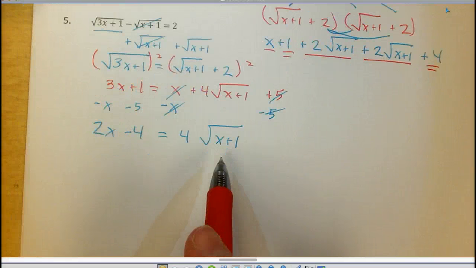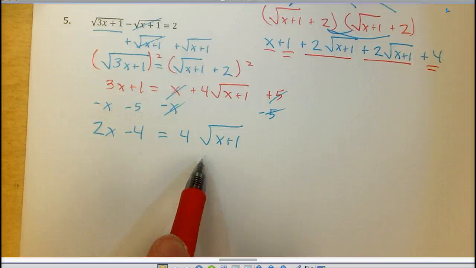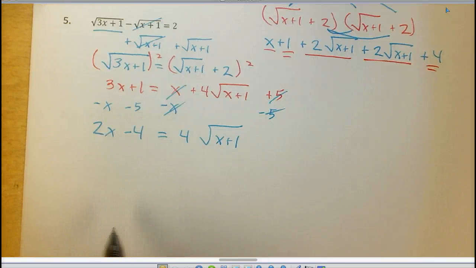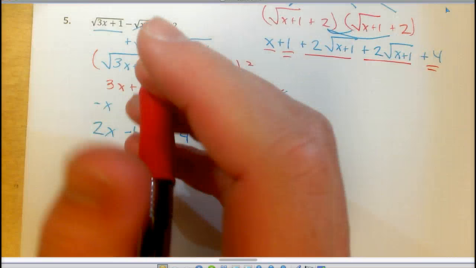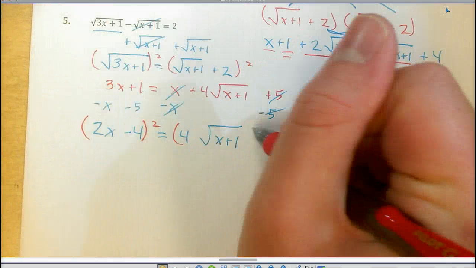Again, you could divide both sides by 4. I'm not going to for this one simply because if I divide 2 by 4, I get my fraction of 1/2, and I don't like dealing with fractions when I don't have to, so I'm not going to. Just going to square both sides here.